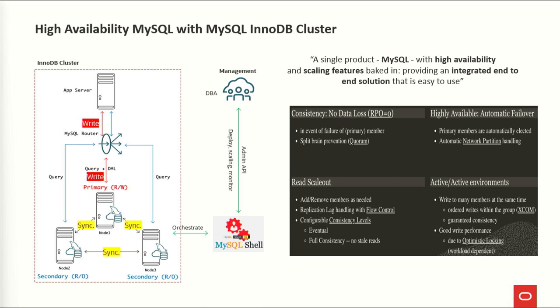The MySQL Router is the database endpoint for the application, so the application does not need to know which one is primary and which one is secondary. The MySQL Router provides connection transparency to the application, so application developers do not need to change their applications to connect to the InnoDB Cluster. Connecting to an InnoDB Cluster is exactly the same as connecting to a standalone instance. If one of the nodes fails, for example the primary node, we guarantee high availability by failing over the primary to one of the secondary nodes. One of the secondary nodes will be promoted as the primary node.